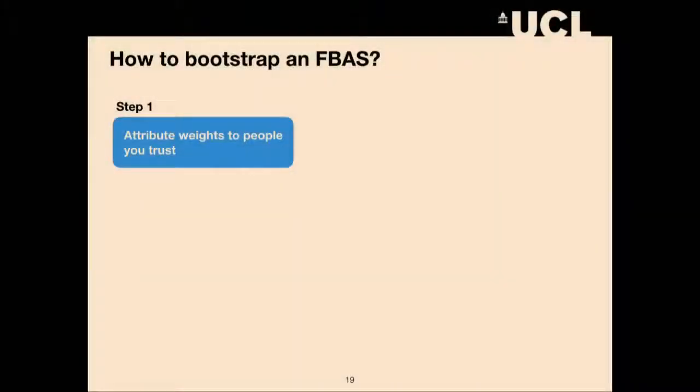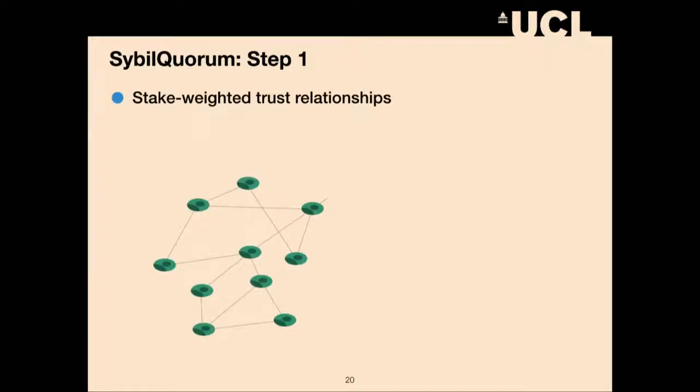The question is from the start, how can we bootstrap a federated Byzantine agreement system using SybilQuorum in a strong sybil-resistant way? And we can go in 3 steps. So step 1, we need to attribute weights to the nodes that we trust, right? So imagine that we are a node, we check the other nodes that we trust, maybe we know them personally, maybe they're trustworthy organizations, and we attribute some weight. So this is how we would do.